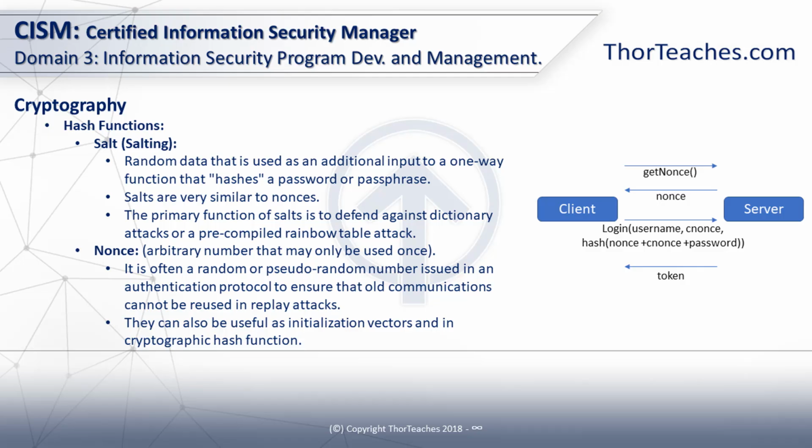In the example on the right, a client needs to authenticate. It sends a get nonce request to the server, and the server sends it a nonce. The client then replies back with a login, which consists of the username, a client nonce, and then the hash of the nonce, the client nonce, and the password. The server then compares all that to its own hashes using the same nonces. If they match, the server grants you a token and allows you to log in.